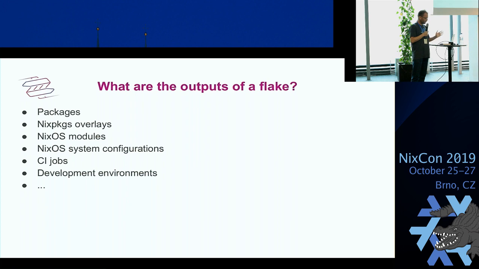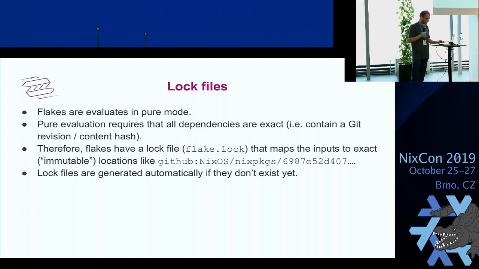I skipped this one. So what are the outputs of a flake? A flake can provide anything, but there are a few well-known outputs. If they exist, then nix flake check actually requires them to have a certain format. For example, the packages attribute must be a set of derivations. So if you put other stuff in it, it will complain. Other well-known ones are Nixpkgs overlays, NixOS modules, system configurations, CI jobs like hydraJobs, dev shell environments, and so on. But other than that, you're completely free to have arbitrary outputs. So flakes are just a little bit of a wrapper around your Nix expressions.